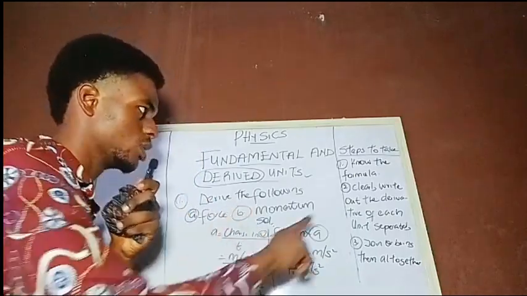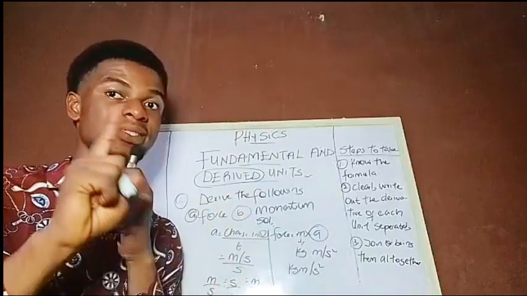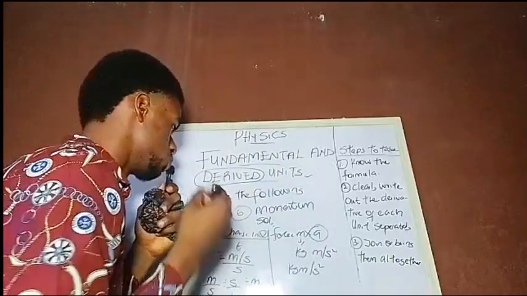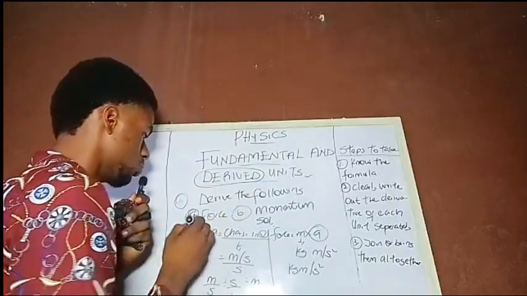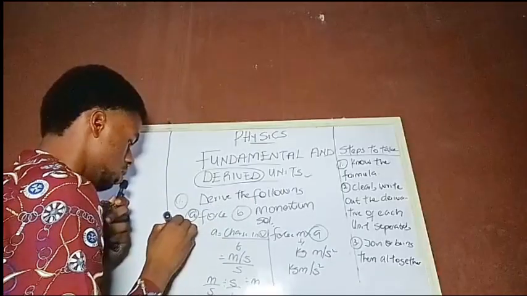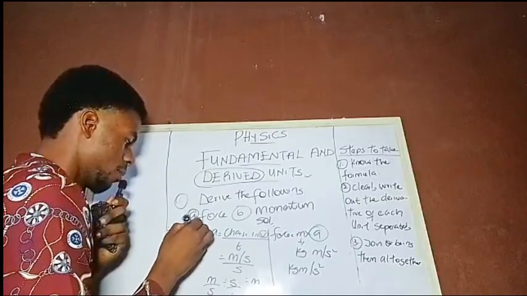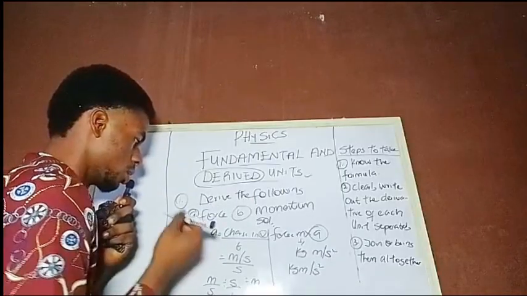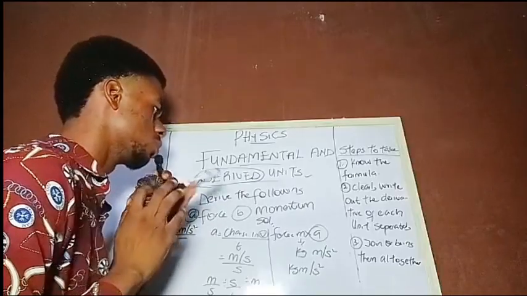Like I said, the first step is to know the formula. It is very, very important. So now we have done this. Force is equal to kilogram meter per second square. Now the next one is momentum.